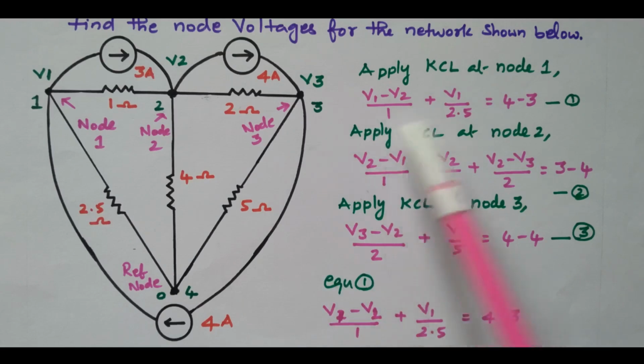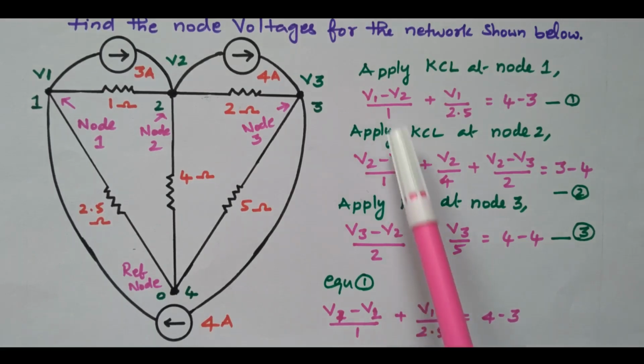Now we will simplify these equations so that we can go for a solution. By solving these three equations, we are able to find the node voltages V1, V2 and V3. First we will consider equation 1. This equation 1, we will simplify this.